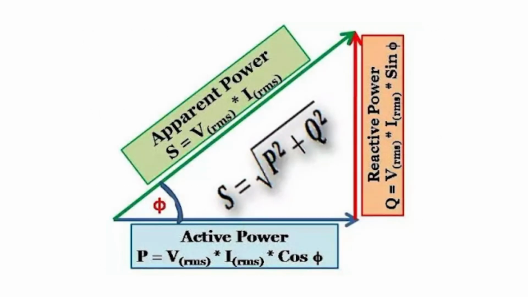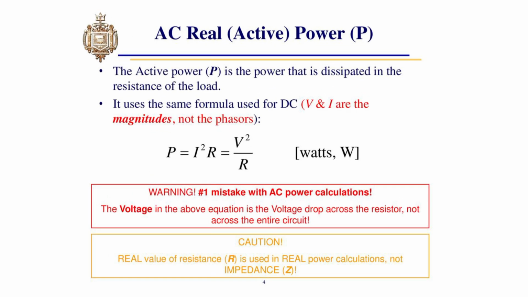So basically there are three types of electrical power. The first one is active or real power, which is denoted by P, and this is the actual power which is used by the load to perform the work.